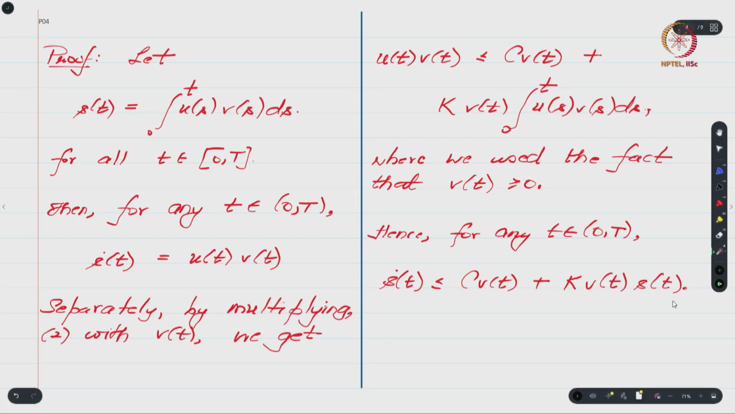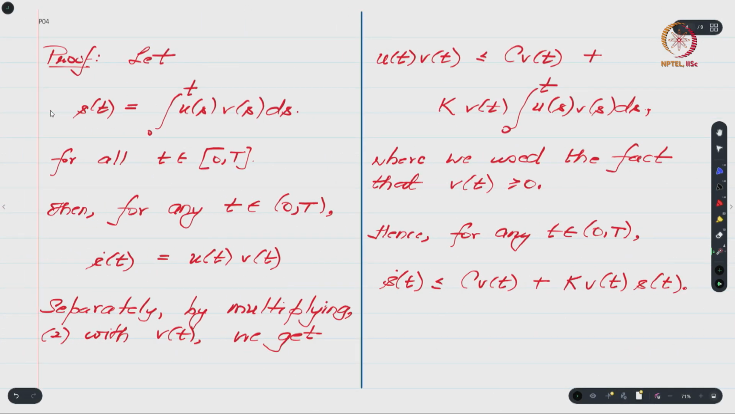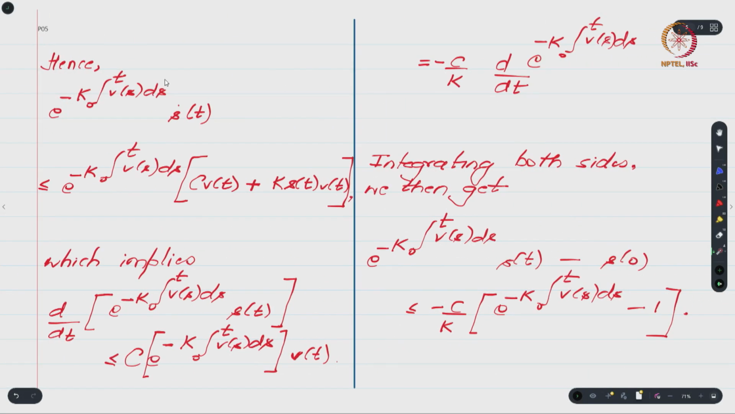Now let us see what we can do over here. Now observe that here you have a first order derivative, and you have this product V of t times S of t. Now I am sure you must have seen tricks to solve differential equations of this form. So we will use the same trick. So what we will do is we will multiply both sides by e raised to minus k integral V of s ds. So observe that we have taken its integral and we are multiplying both sides by this. Again observe that this quantity over here is non-negative, hence the inequality is preserved.